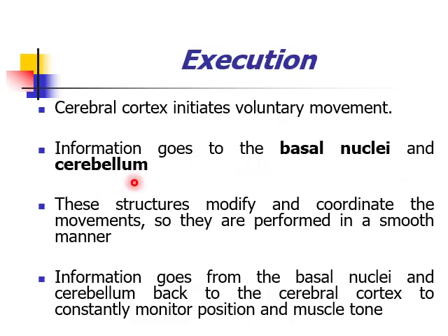Both the basal ganglia and the cerebellum regulate the strength of the initial motor signal, plus the muscle tone needed to perform a smooth, purposeful movement. These structures modify and coordinate the movement so that it is performed in a smooth manner. It's not a clumsy movement. Information goes from the basal nuclei and the cerebellum back to the cerebral cortex to constantly monitor position and muscle tone.